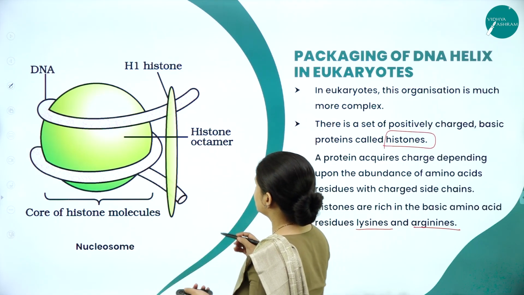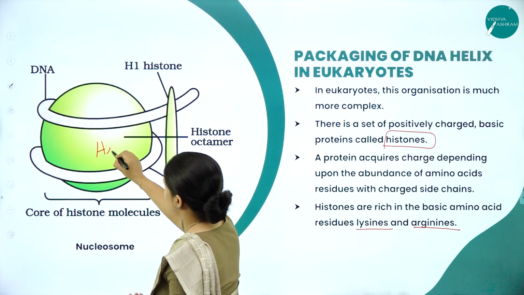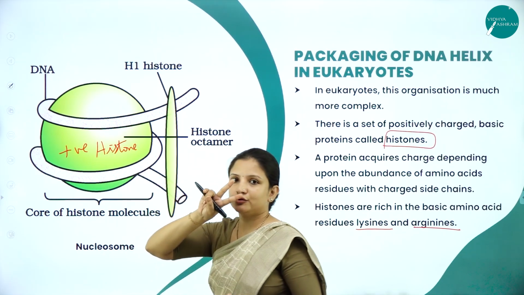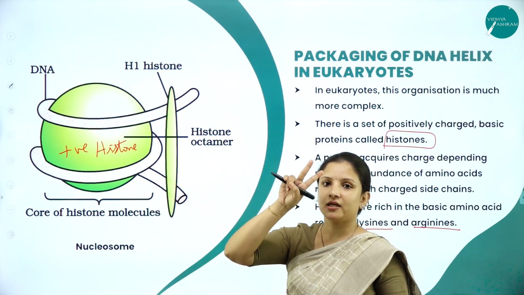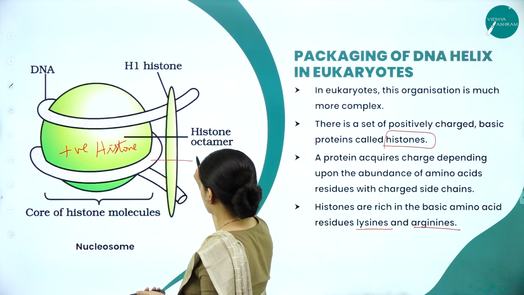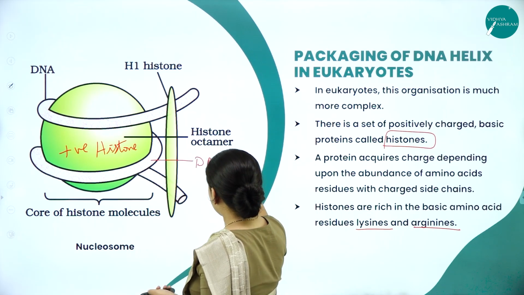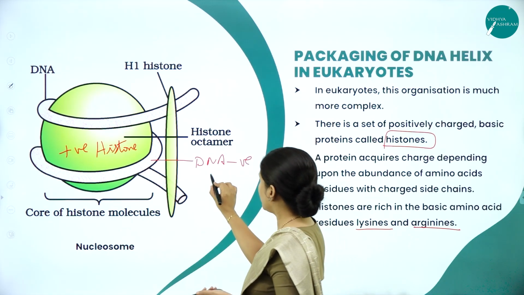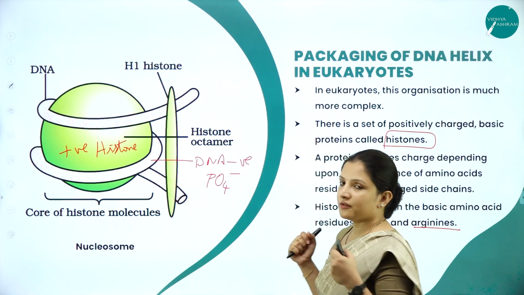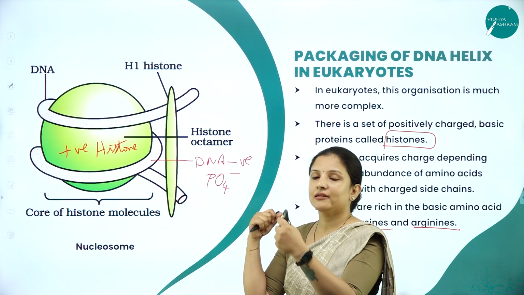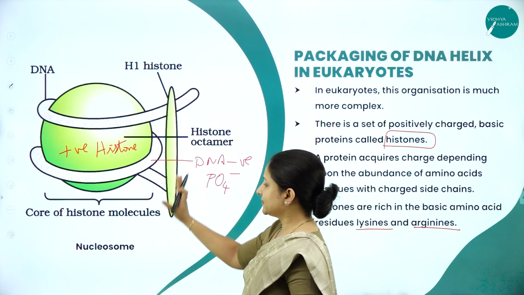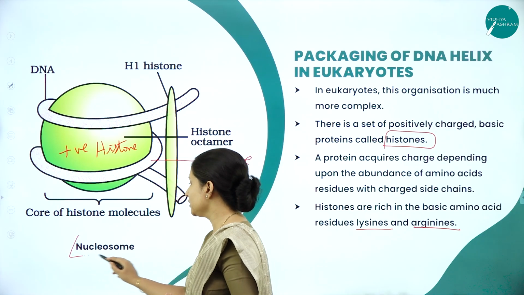So you can see here, this is the histone protein. Histone protein is positively charged. Why? Because it has two important amino acids, lysine and arginine, in abundance that give it a positive charge. Now this is the DNA. DNA is negatively charged. Why is it negatively charged? Because its backbone is made up of a phosphate which is negatively charged. This positive and negative attraction brings them together, making the DNA tightly coil around the histone molecules. So this is the core histone, and together we call it the nucleosome.